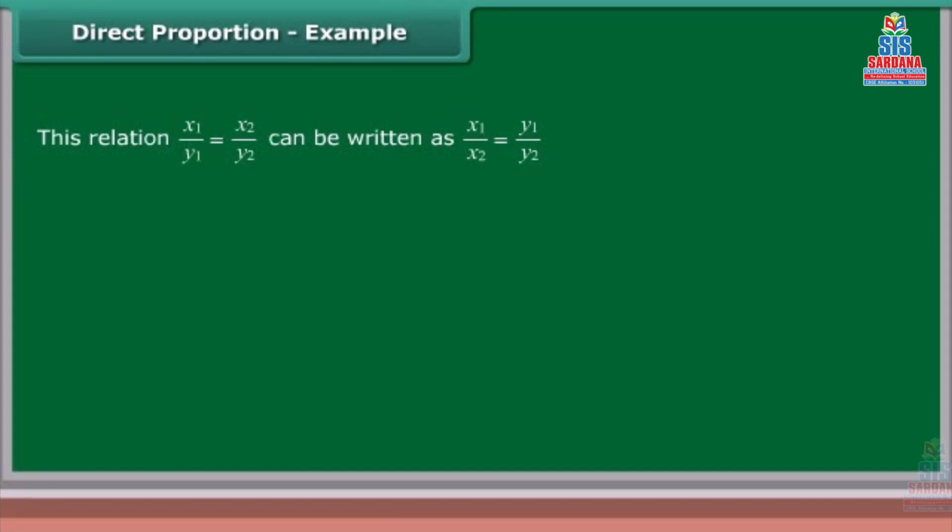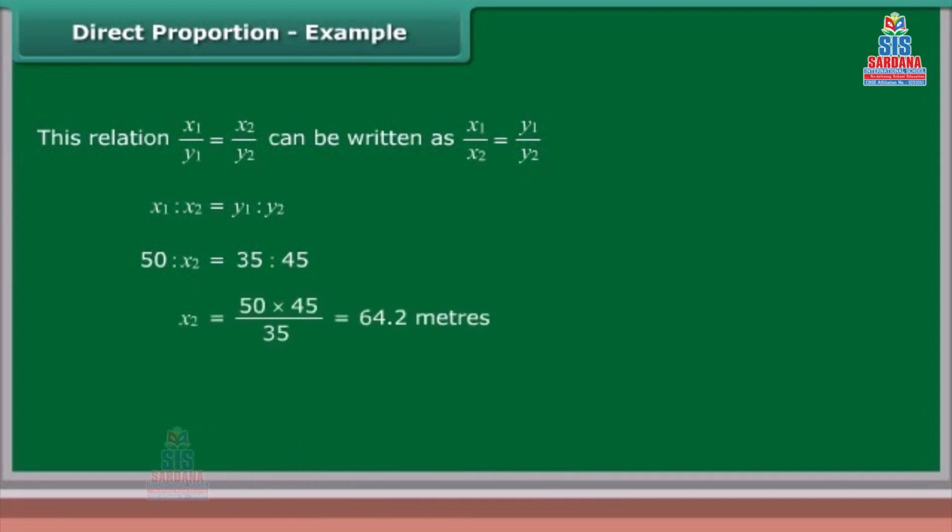Or, this relation X1 upon Y1 is equal to X2 upon Y2 can be written as X1 upon X2 is equal to Y1 upon Y2. X1 is to X2 is equal to Y1 is to Y2. 50 is to X2 is equal to 35 is to 45. X2 is equal to 50 into 45 upon 35, which is equal to 64.2 meters.